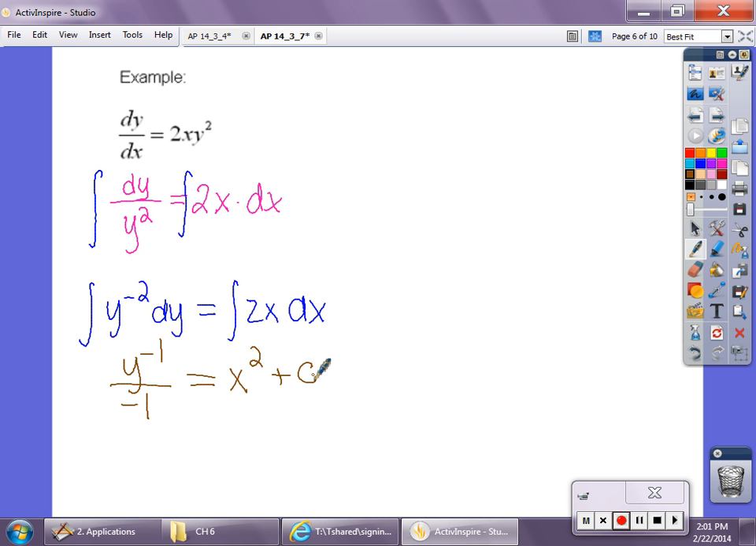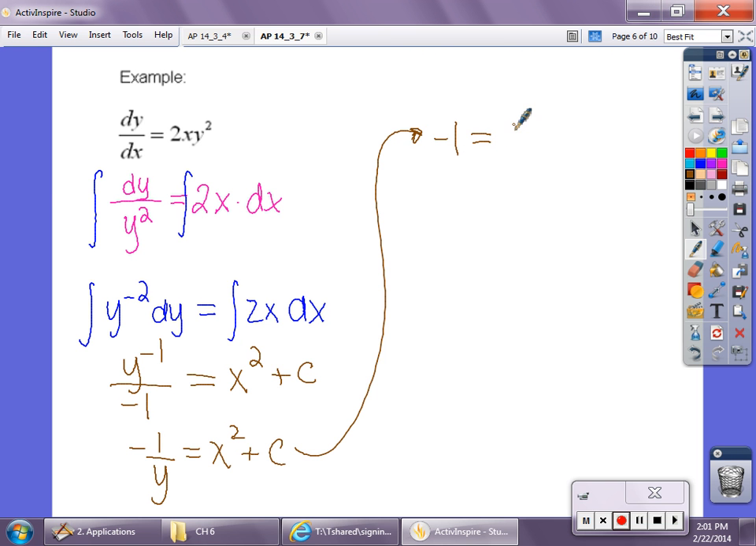So let's go back to the left side. Let's rewrite this so it looks a little nicer. Alright, and then one of the tricky things is that you are going to have to try and solve for y. So for this guy, if I wanted to solve for y, I would multiply both sides by y. And I get y times x squared plus c, and then I would divide both sides by the x squared plus c.